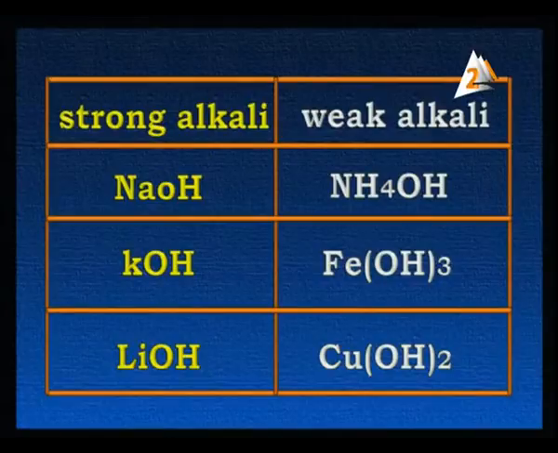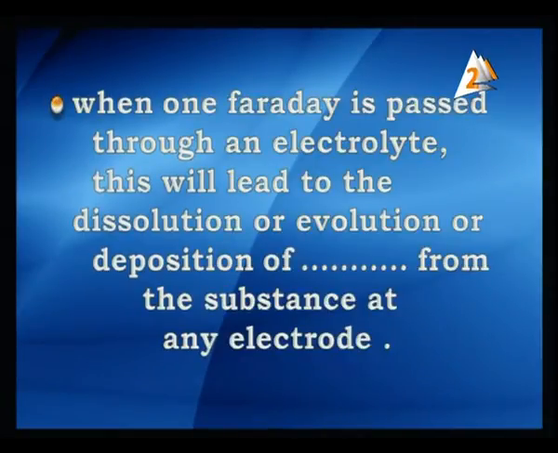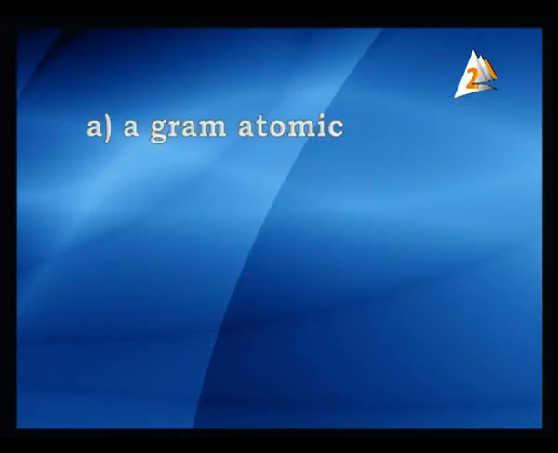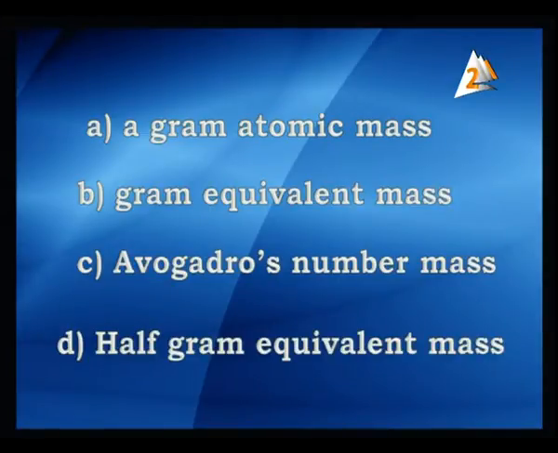It's called weak alkali. Another type of question: choose the correct answer from the following to complete the phrases. When one Faraday is passed through an electrolyte, this will lead to dissolution, evolution or deposition of space from the substance at any electrode. Which one of them? Here we have A, a gram of atomic mass. Second one, letter B, a gram of equivalent mass, or Avogadro's number mass, or half gram of equivalent mass. It's very clear to us: it is the gram equivalent mass.